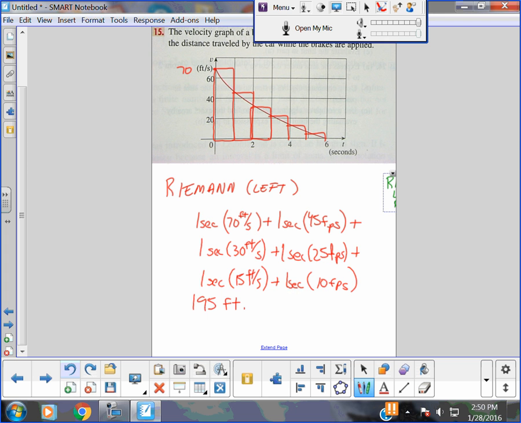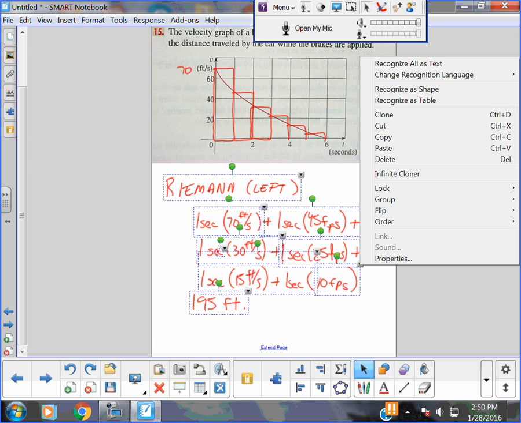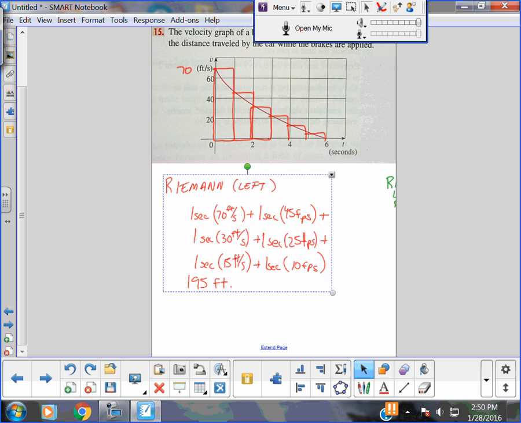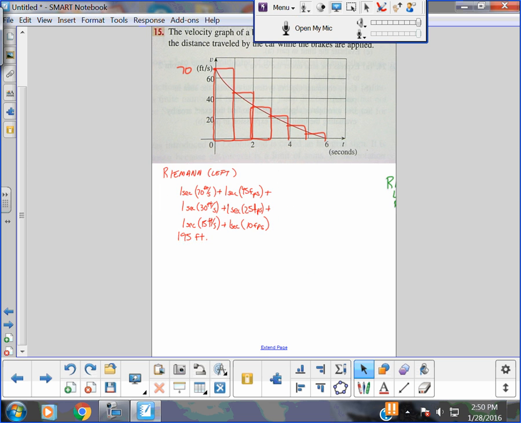Well, that's a left endpoint. Maybe I'm just way overestimating. I doubt it. Not that much. Maybe the question should be, should he get hit at 70 feet? But I can do a right endpoint. I'll do that in blue. A Riemann sum to the right endpoint.